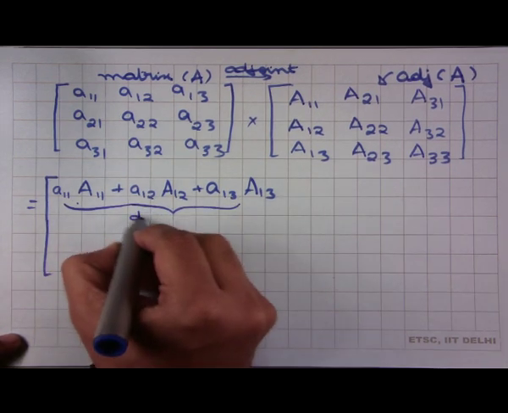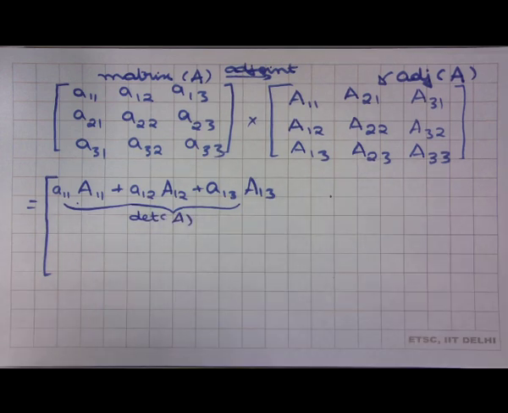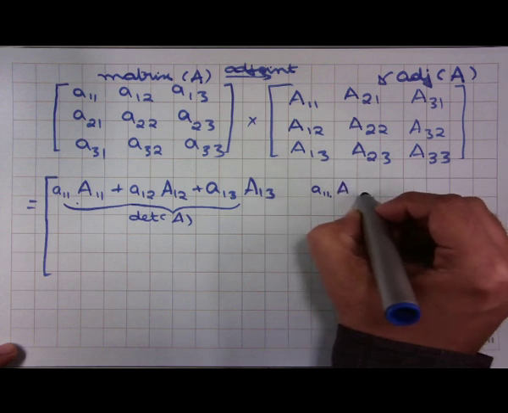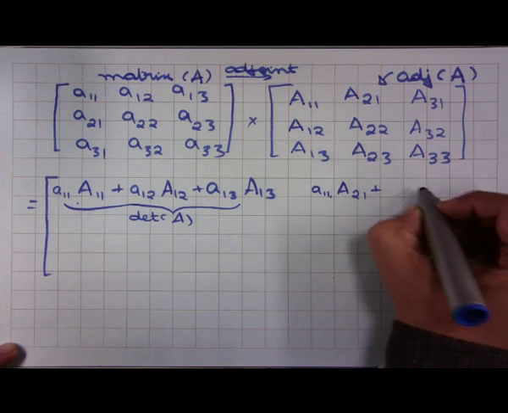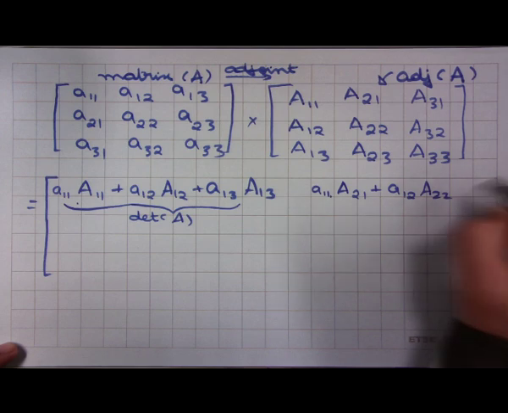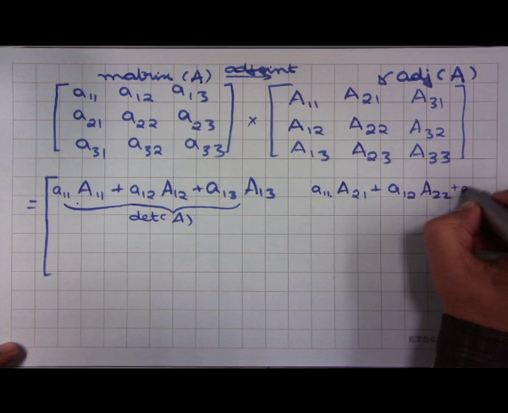So, this is nothing but the determinant of A. What about the second column? What about the second entry over here? This would be the first row multiplied by the second column. So, it is going to be A11 A21 plus A12 A22 plus A13 A23.